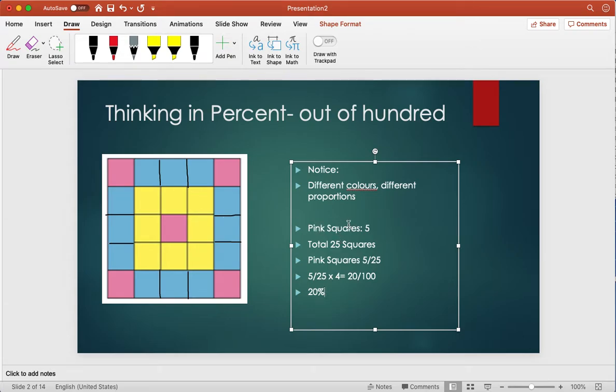So how does this image relate to percent? It's the fact that we should know, by looking at it, the percent of each color. And you can continue to do that for each of them.